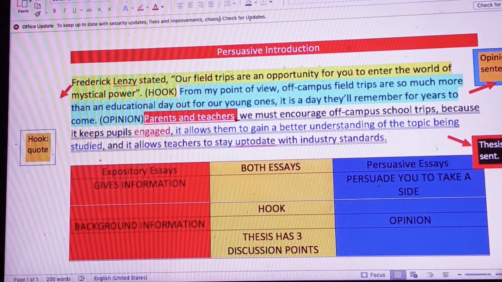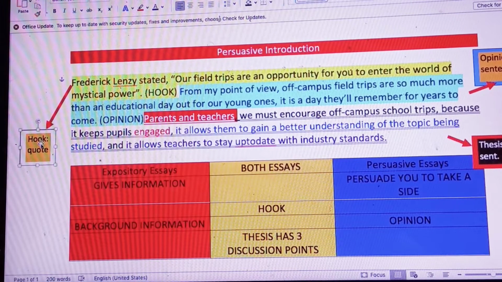Today, students, we're going to look at a persuasive introduction and compare it to an expository introduction. In a persuasive introduction, we have the following ingredients. As we've discussed, an introduction needs a hook. That is the sentence that's going to draw the reader into reading what we have written further. In this case, the hook being used here is a quote.